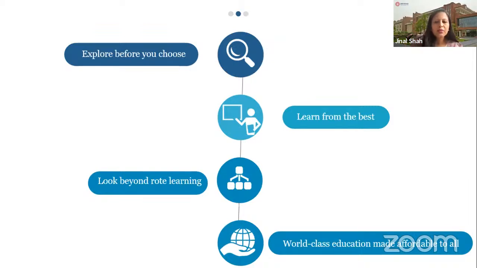Plus, there's world-class education, which is made affordable for all. And we're very proud of the fact that we've been able to support students once they have an offer from Ashoka. And I will talk a little more about this when I talk about the financial aid and the merit convened scholarship that we offer. So we're giving world-class education, but also making sure that everybody gets it in terms of the affordability factor.